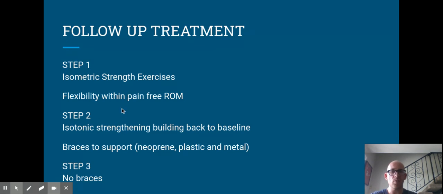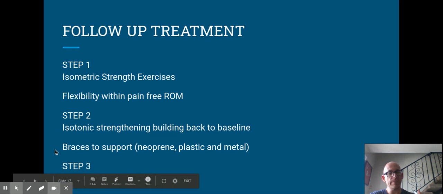The second step, once you kind of got past that, is to go through isotonic strengthening. Okay, so isotonic would be the contraction causing that. So that's an isotonic movement. We have a contraction causing movement. That's isotonic. And again, you want to slowly build your way back up to where you were baseline before the injury. And then you can start applying braces to support.